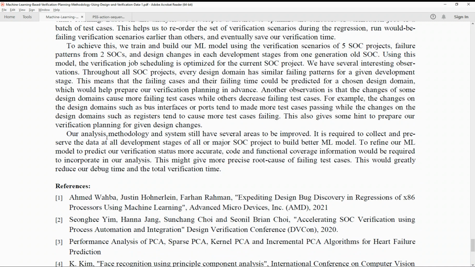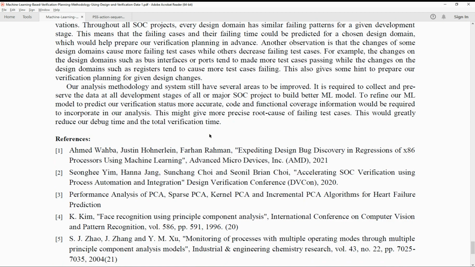Our analysis methodology and system still have several areas to be improved. It is required to collect and preserve the data for development stages of a major associated project to build a better ML model, to refine our ML model to predict our verification status more accurately. Code and functional coverage information would be required to incorporate in our analysis. This might give more precise root causes of failing test cases. It would greatly reduce our debugging time and total verification time.